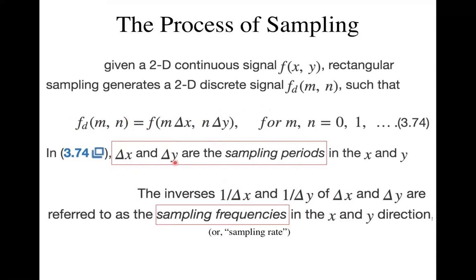These are called the sampling periods, and 1 over the sampling period gives you the sampling frequency, or sampling rate. For temporal signals like music, the sampling period is in milliseconds or microseconds, and the sampling rate is simply frequencies like kilohertz or megahertz. For us, when we're looking at images, the sampling period is in millimeters and the sampling rate is in cycles per millimeter. So it's basically describing how many cycles of a sine wave you have per millimeter, which is the sampling rate.